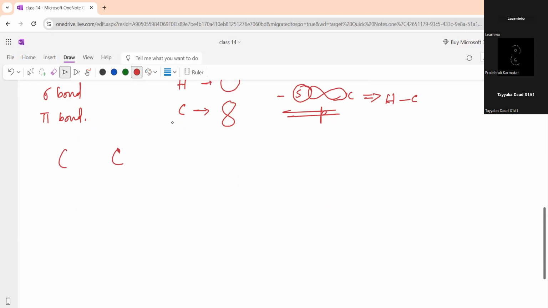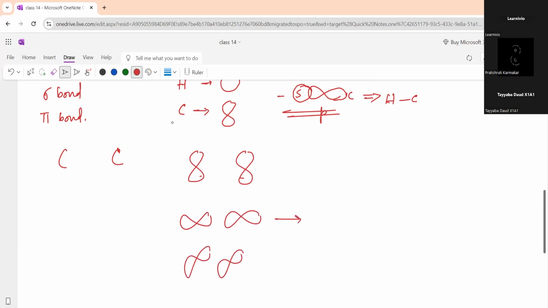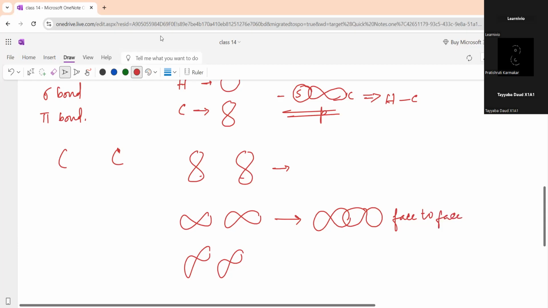Now, what was the outermost shell for carbon? That was p, right? So now this can happen in three ways. These two can come closer, these two can come closer, or these two can come closer, right? Now, when these two are coming closer, this is called head-on collision. These are having the collision face to face, right? This is happening face to face.